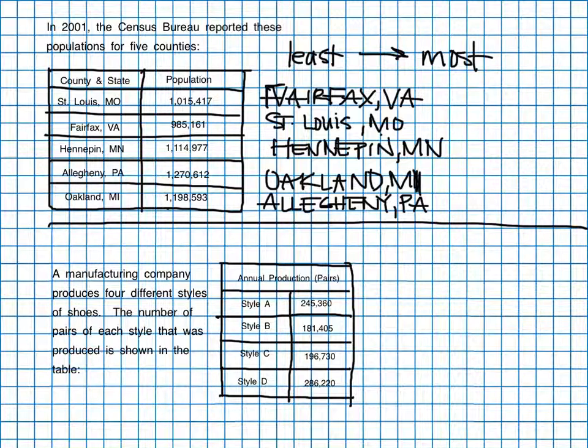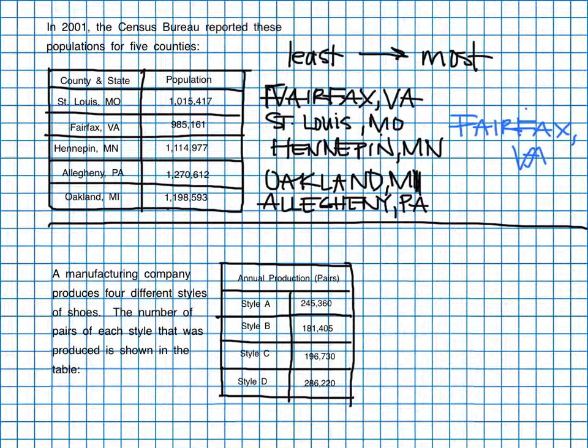When it comes to closest to the 1 million, we have to think which ones. These two are the closest to 1 million. The question is, which one is the closest? Well, this is about 15,000 away. This is about 15,000 away. But this goes over by 417. This is under by 163. So the correct answer, and let's put it in blue, is Fairfax, Virginia.